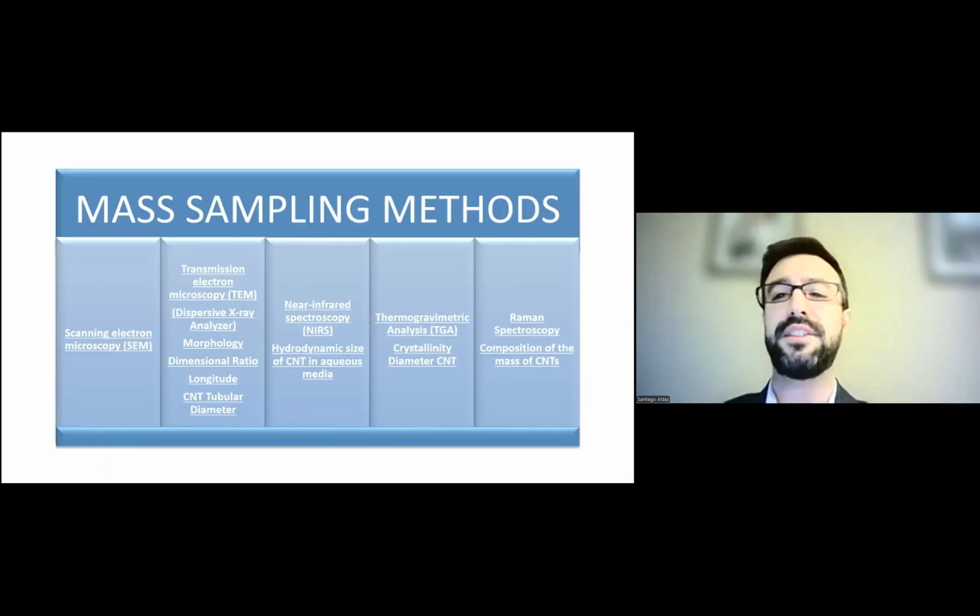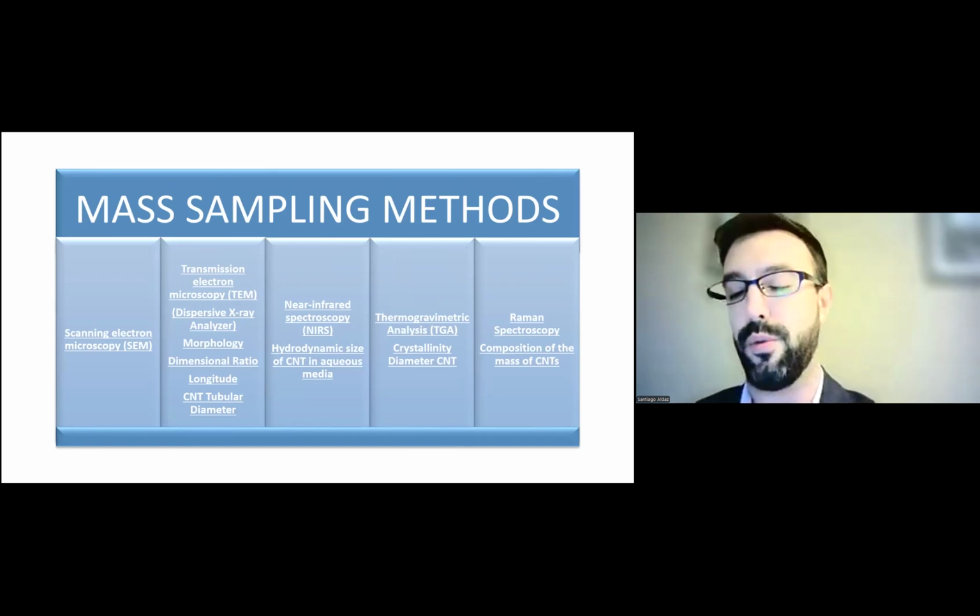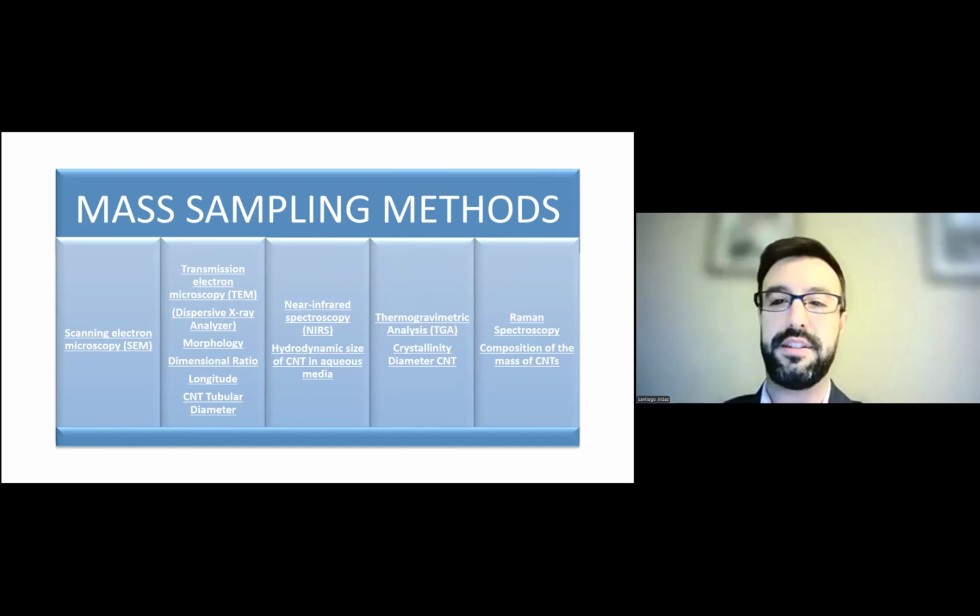So we also have mass sampling methods, which are the scanning electron microscopy and the transmission electron microscopy, which study morphology, dimensional radial, longitude, and tubule diameter of the TNT; the near-infrared spectroscopy, which analyzes the hydrodynamic size of the TNT in an aqueous medium; the thermogravimetric analysis, which studies the crystallinity and diameter of the TNT; and the Raman spectroscopy, which studies the composition of the mass of the TNT, like we've seen in the earlier speeches before me. These are some of the most important and most used methods nowadays.